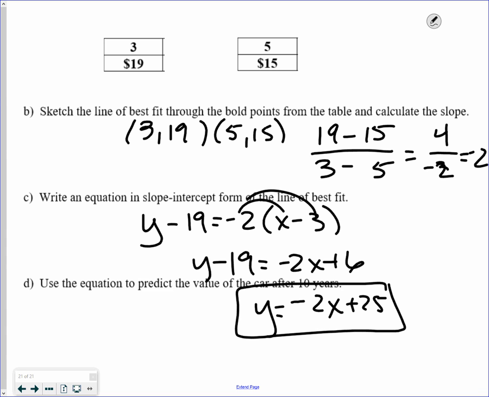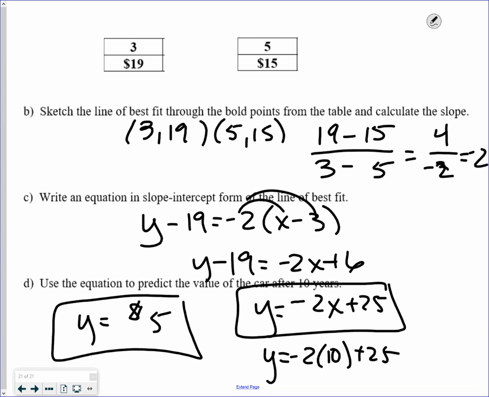Now it says write an equation to predict the value of the car after 10 years. All right, so I'm going to use that equation, plugging 10 in for x. And I'm going to say the car should be valued at 5. Now, this is in thousands.